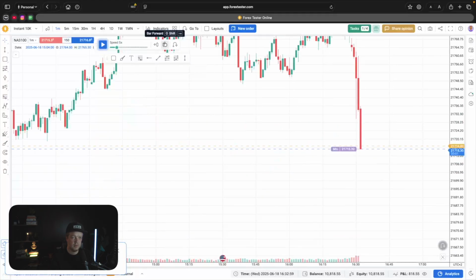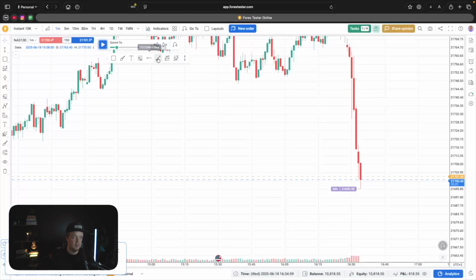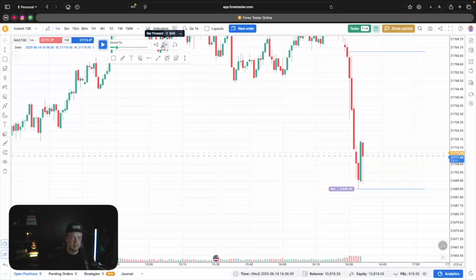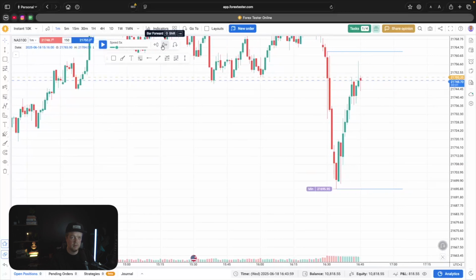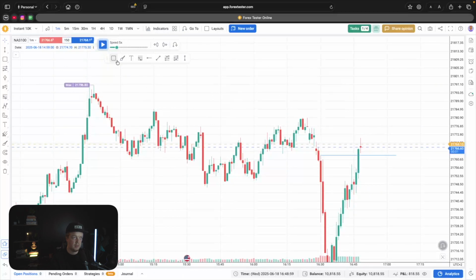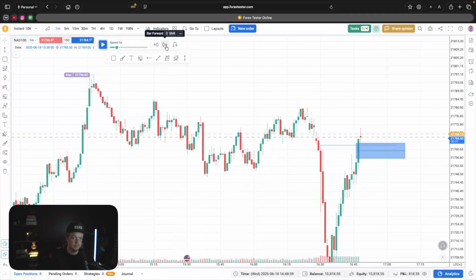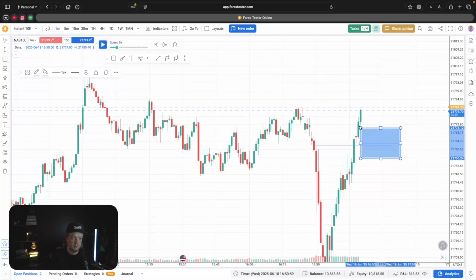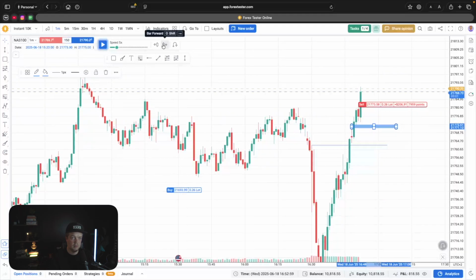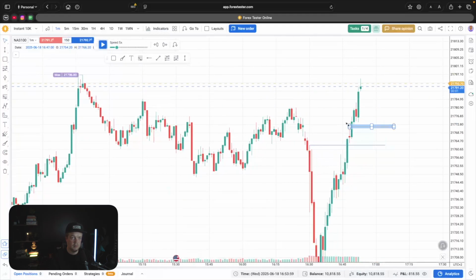1, 2, 3, 4, 5. Pushing down. 1, 2, 3, 4, 5. That's our high. Let's see what happens. There's our fair value gap. There's the new one. There's the new one.